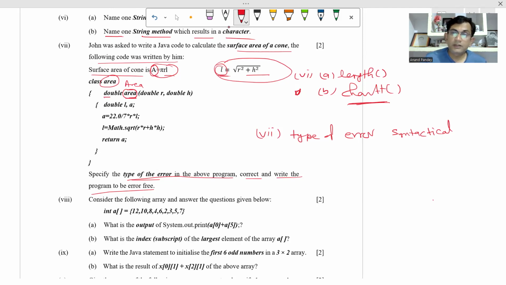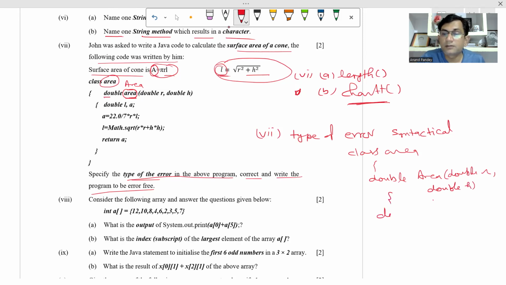Okay, so there is no need to mention all these things, just the changes you are making, I'm writing here. You will write class Area, then double, either you can change the name of the class or you can change the name of the function. One of the names has to be changed, class name and function name should not be the same. Double, here I'm changing the name of the function itself, Area, double r, comma, double h. You write properly here. Double r, comma, then double l, comma, a double. I'm rewriting.